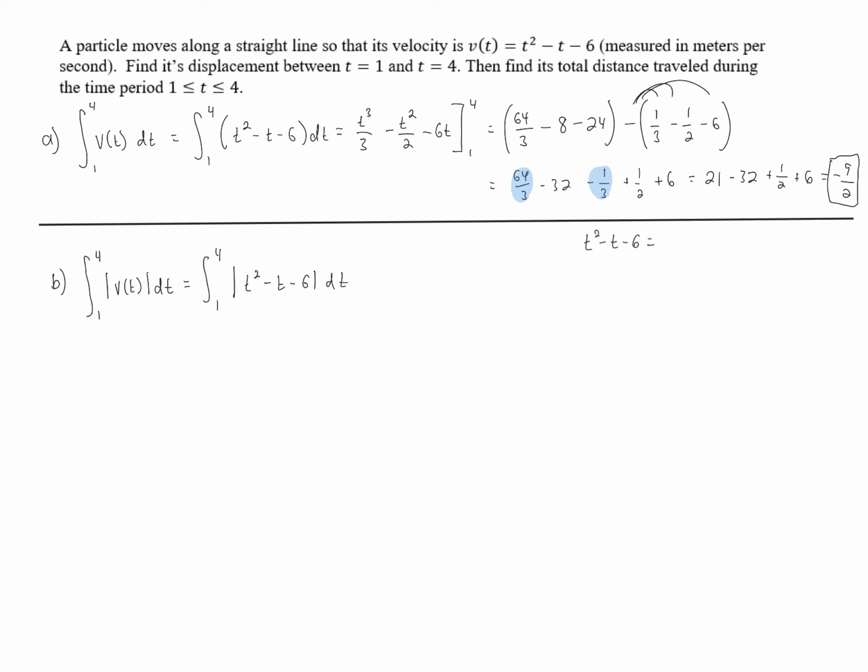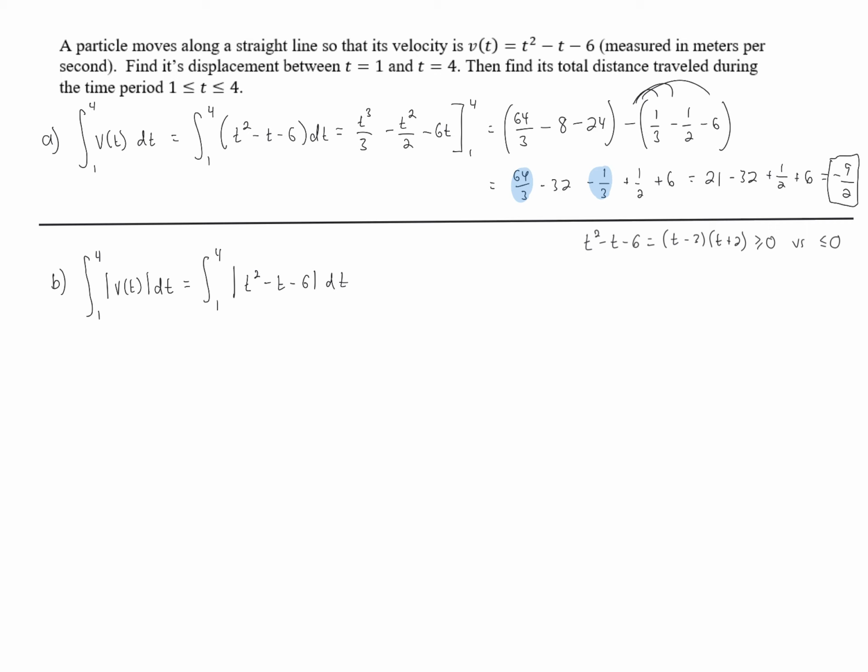What we can do is we can factor this. We need two numbers that multiply to -6 and add up to -1. That's going to be -3 and +2. And we want to know when this is greater than or equal to 0 versus when it's less than or equal to 0. And so basically, our interval is from 1 to 4.